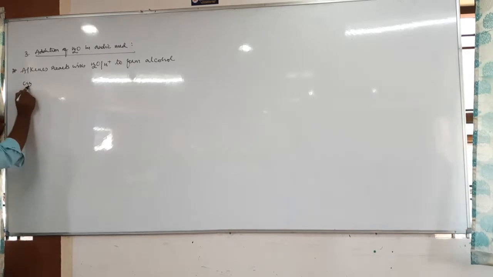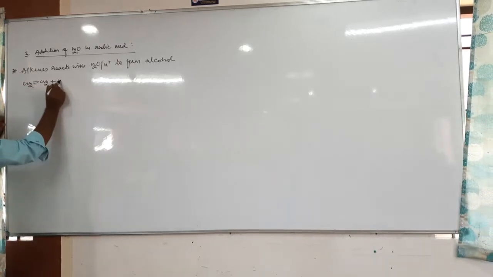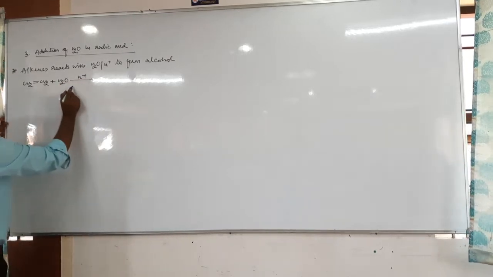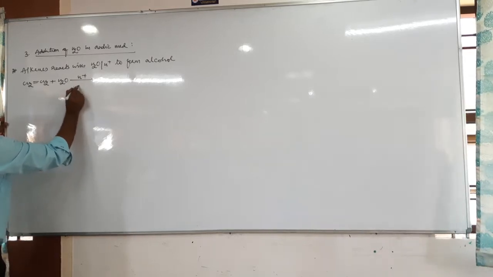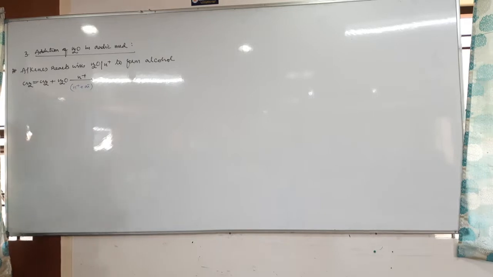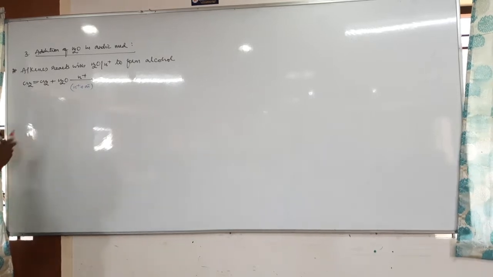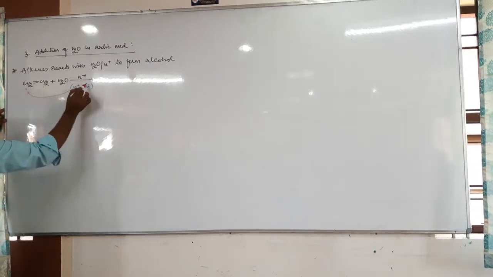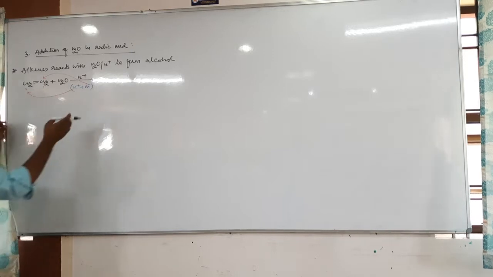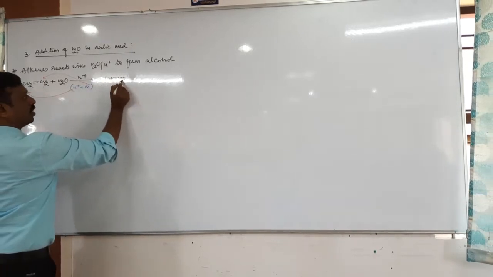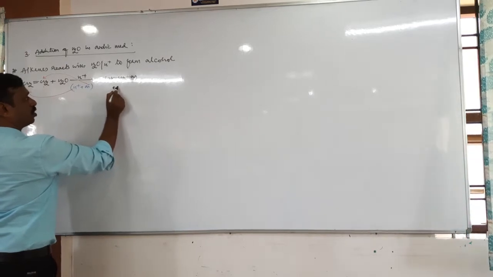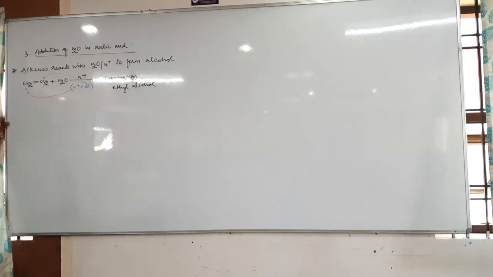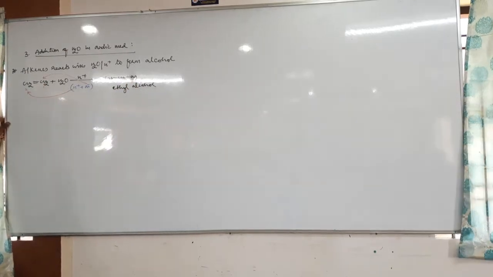For example, CH2=CH2 plus H2O in acidic medium. H2O produces H+ ion plus OH- ion. Then add H+ to one carbon, OH- to another carbon. If H+ is added to the second carbon, OH should be added on the first carbon. Then the product is CH3CH2OH, which is called alcohol. Which alcohol? Ethyl alcohol.